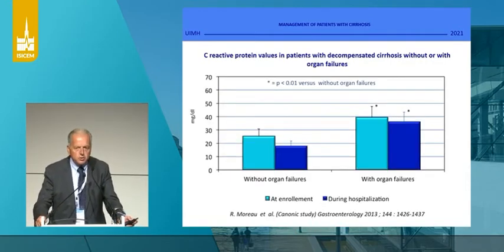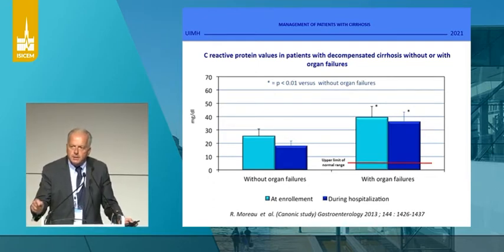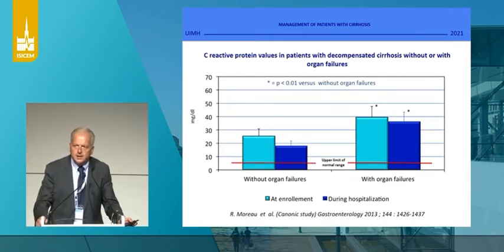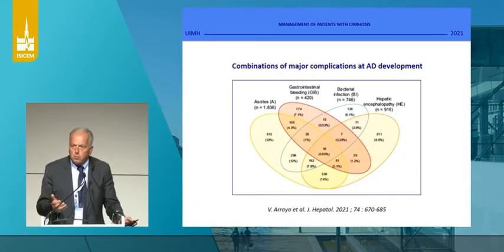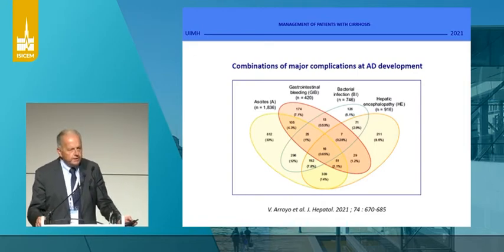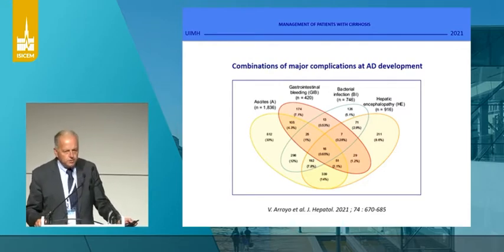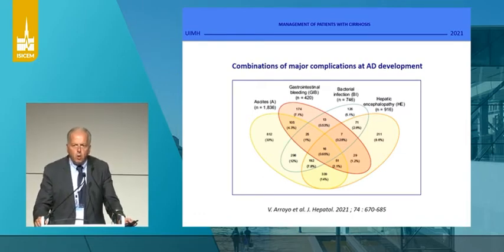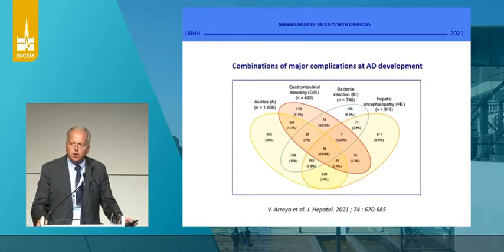Systemic inflammation is not only present in patients with cirrhosis who develop organ failure. Systemic inflammation is still present in patients with cirrhosis who develop acute decompensation. What is acute decompensation? It is the sudden onset of one or more major complications of the liver disease: ascites, hepatic encephalopathy, bleeding, and bacterial infection. But the onset of systemic inflammation is an early event in the course of the liver disease.